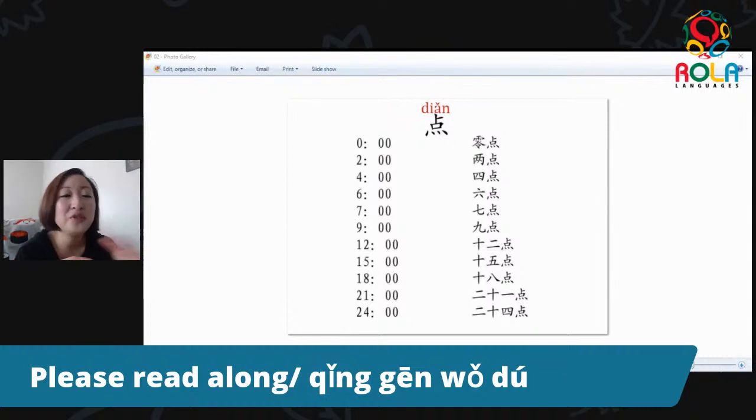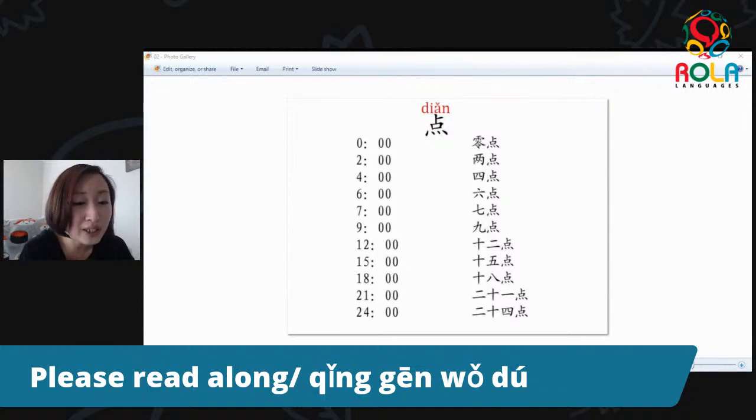And next up, 15 o'clock. It's basically 3 o'clock in the afternoon. We can read it for the purpose of memorizing how to say numbers. But if you are using a system that just cuts off at 12 o'clock, 12点, you don't have to learn what comes afterwards. Okay, so we have 15点 for 15 o'clock, which is 3 o'clock in the afternoon.